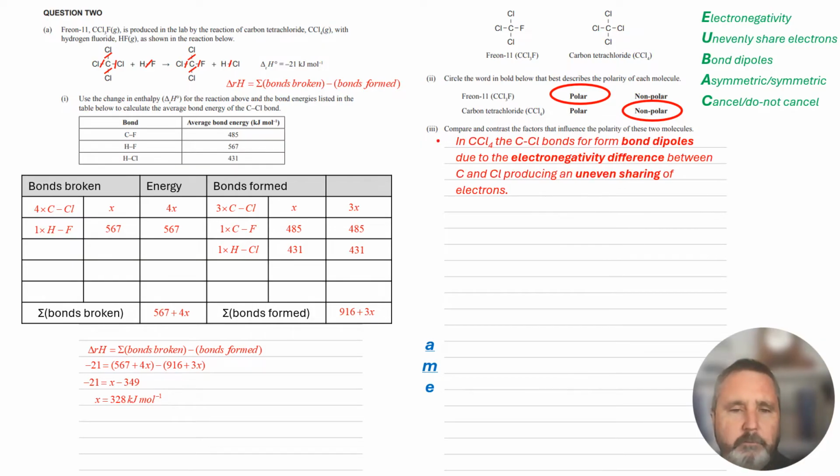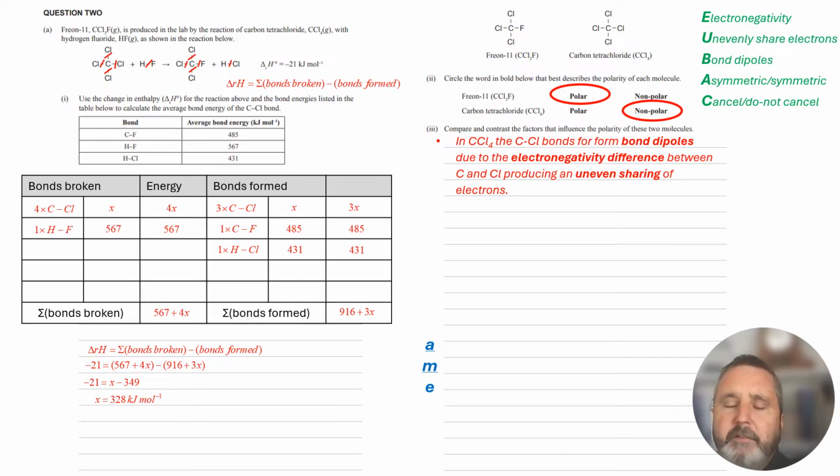So the first thing is, in carbon tetrachloride, CCl4, the carbon chloride bonds form bond dipoles because the carbon and the chlorine have a different electronegativity and they share the electrons unevenly. So you need to be very clear that you write down that there is a difference in electronegativity and that they share the electrons unevenly, producing a bond dipole. Okay, so I've got those 3 terms, and that's the first 3 parts of my acronym UBAC here.